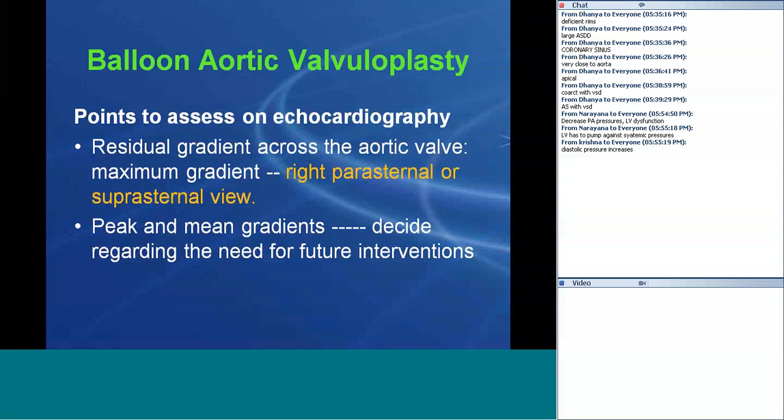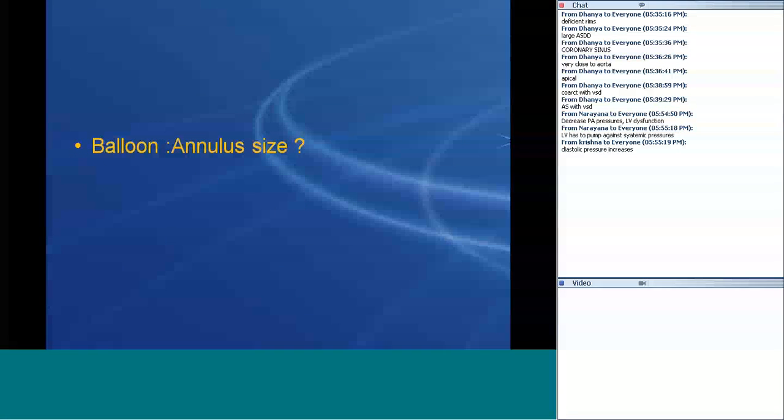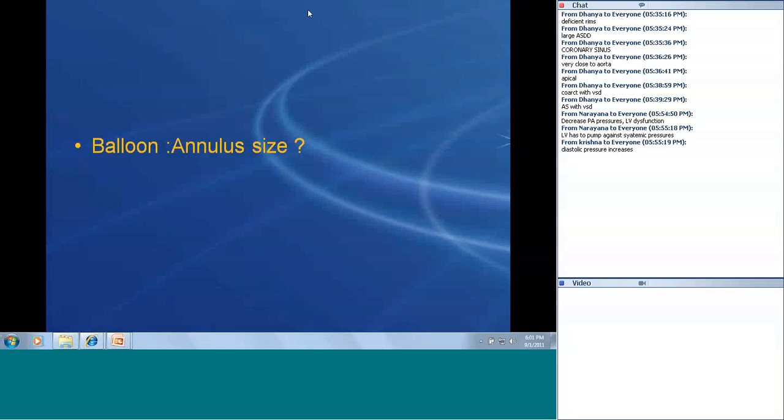Balloon aortic valvuloplasty, residual gradients across the aortic valve. The maximum gradient can always be obtained from the right parasternal or suprasternal view, and they actually give the proper alignment with the Doppler signal. And peak and mean gradients, of course, you need to decide regarding the need for future interventions. And this is one point in follow-up of balloon aortic valvuloplasty about counseling of the family. What should be the balloon annular size in case of balloon aortic valvuloplasty?